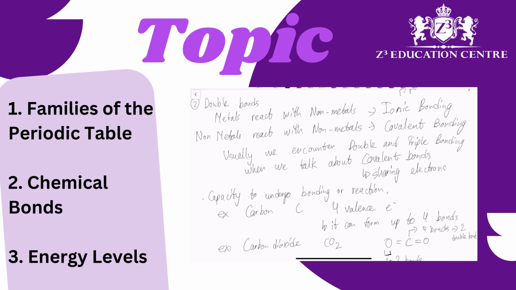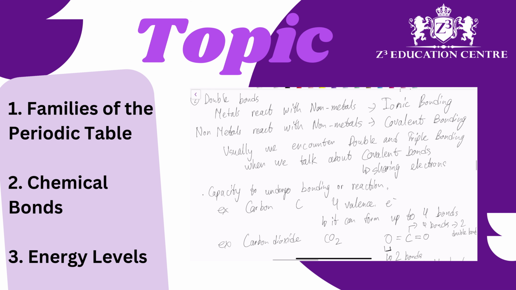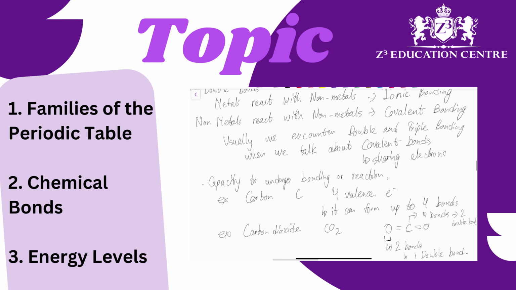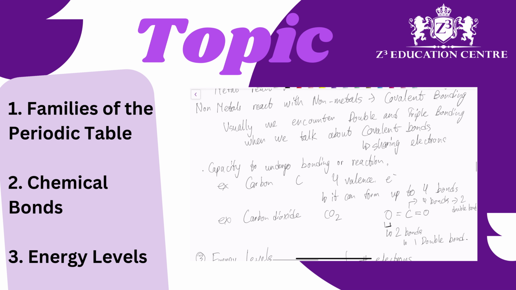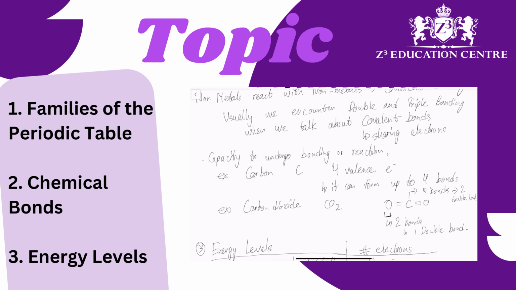Moving on, the other thing we have to look forward to when we're talking about double bonding is the capacity. So the capacity to undergo the bonding or reaction. When we look at the example for carbon, carbon has 4 valence electrons, so it can form up to 4 bonds. Carbon dioxide, on the other hand, has one carbon atom and 2 oxygen atoms. Each of these oxygen atoms can make up to 2 bonds. However, together they can make up to 1 double bond. And when we look at the carbon, it has a capacity to do up to 4 bonds, but in total, 2 double bonds.